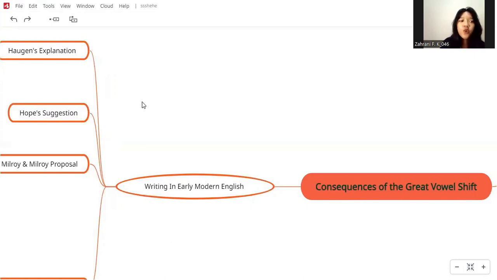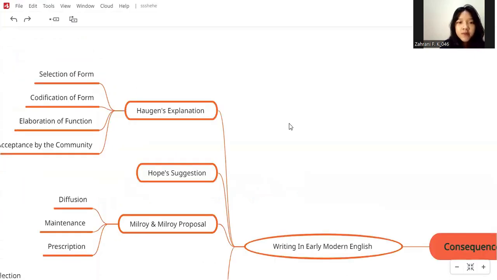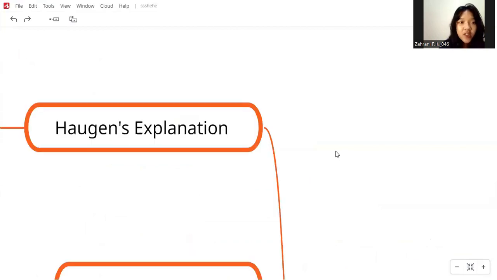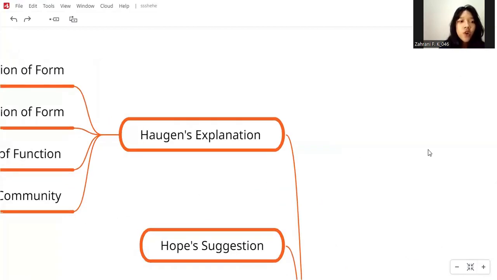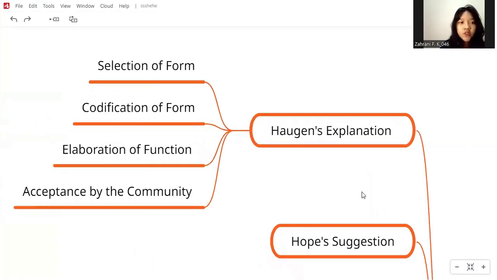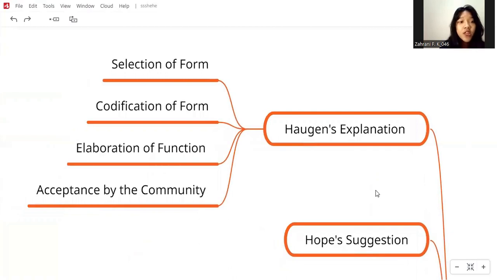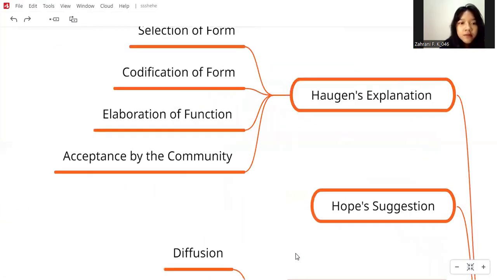So then we go to writing in early modern English. If standard English did not develop from any single Middle English dialect, then we are left wondering how it did develop. One way of exploring this issue is to consider Haugen's 1966 sociolinguistic explanation of the processes by which standard varieties develop. He says that there are four stages to the development of a standard. These are selection of norm, codification of form, elaboration of function, and acceptance by the community.